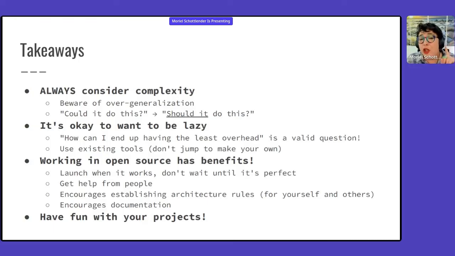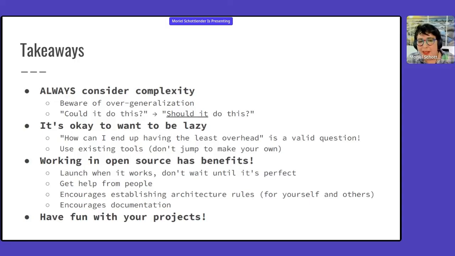Ask yourself, should it do this? Because if you get to the end of it with a library or a component that does everything, then it's probably not one component. It should be many. You ended up with a tiny monolith again. So ask yourself, should it do this?